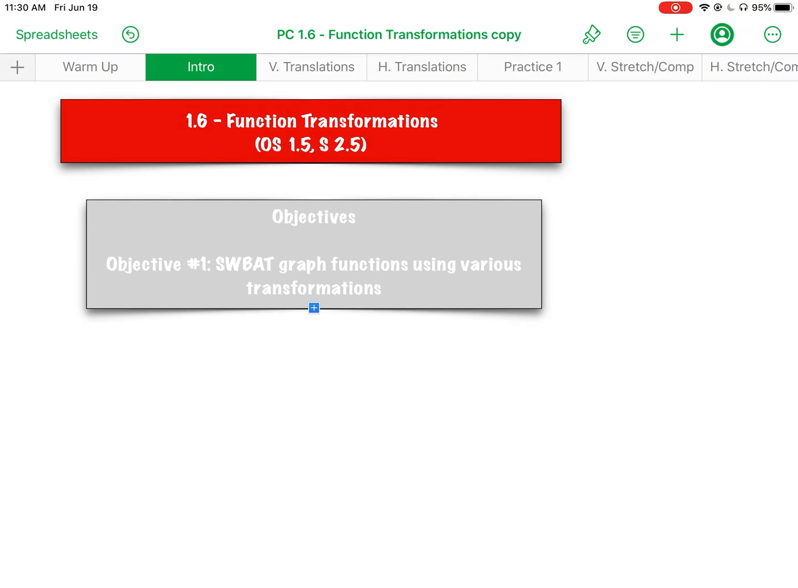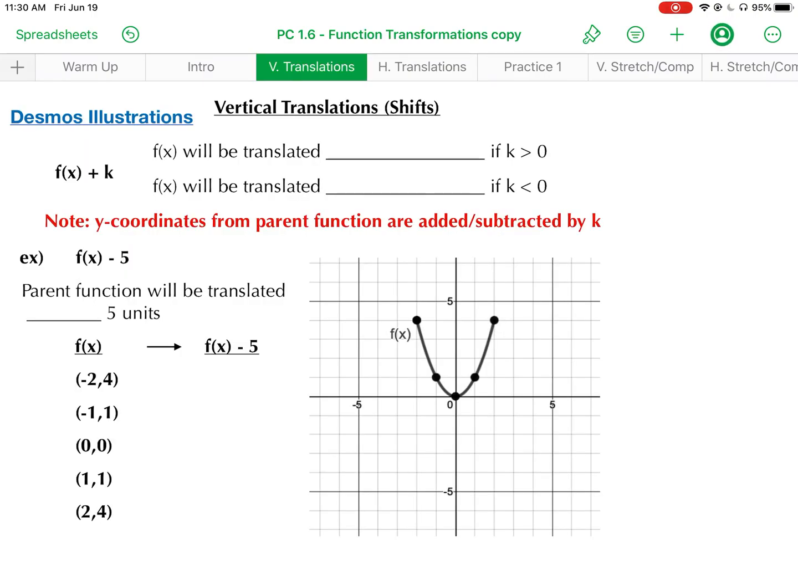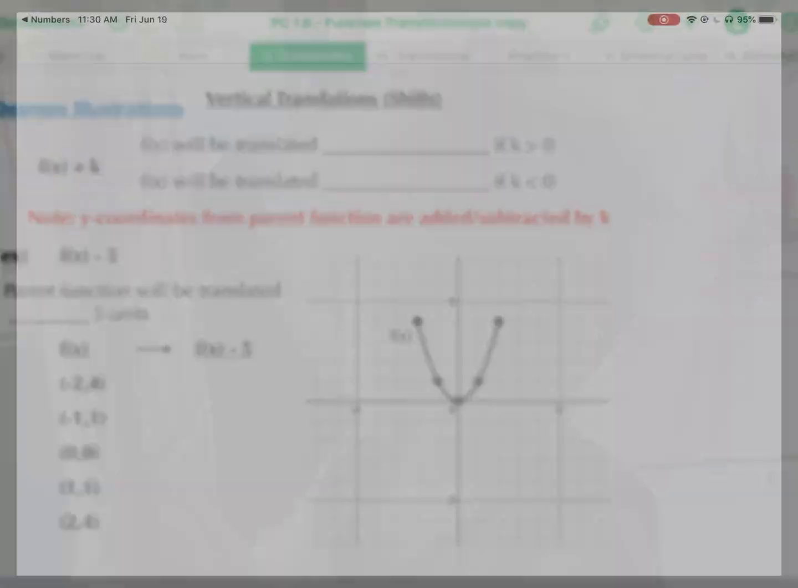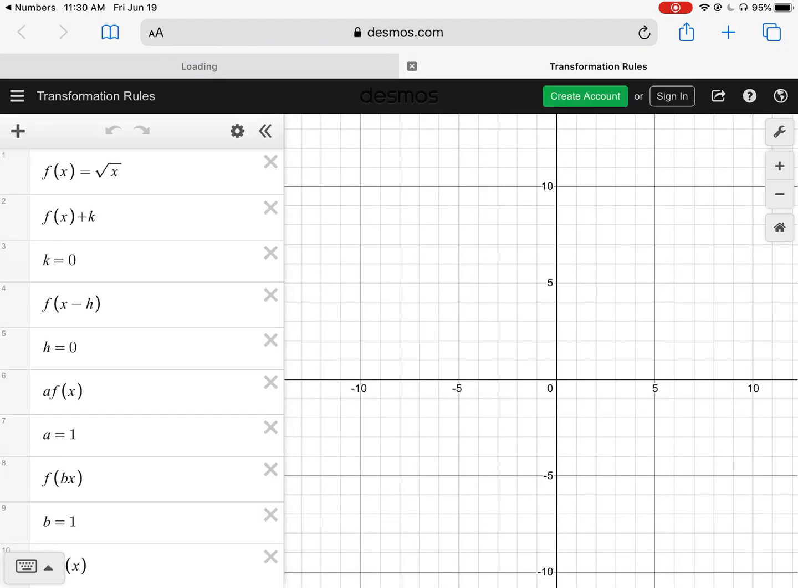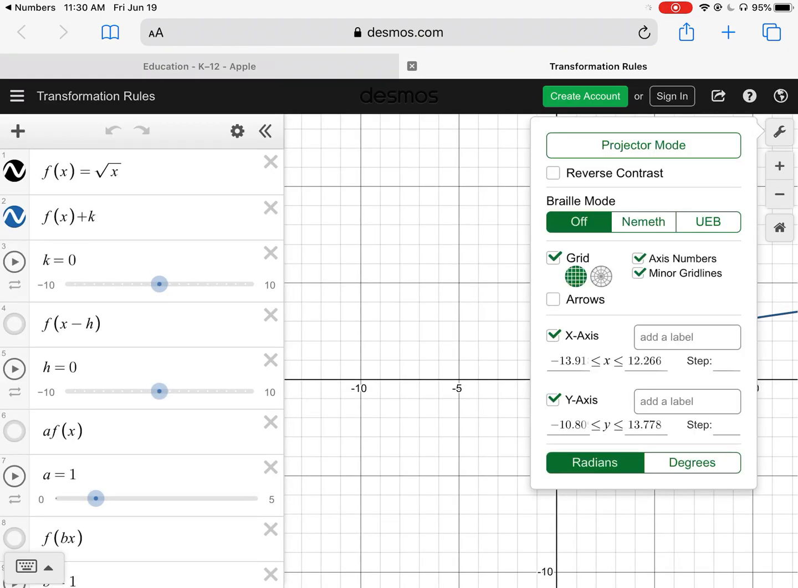Okay, so let's look at the situation where my original function is considered f of x. So f of x can be any of the parent functions from my library, and I want to know what's going to happen to that graph if I add k to it, f of x plus k, where k can be any number, okay? So let's open this Desmos illustration, and I'm going to change a couple settings here.